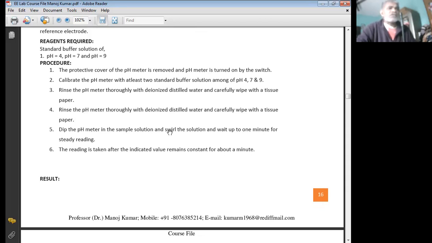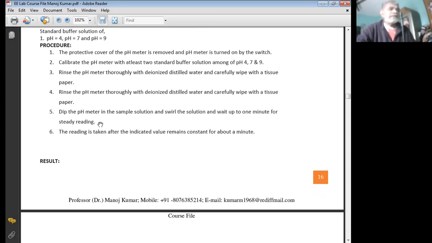Rinse the pH meter thoroughly with deionized distilled water and carefully wipe it with tissue paper. Dip the pH meter in the sample solution, swirl the solution, and wait up to 1 minute for a steady reading. The reading is taken after the indicated value remains constant for about a minute.